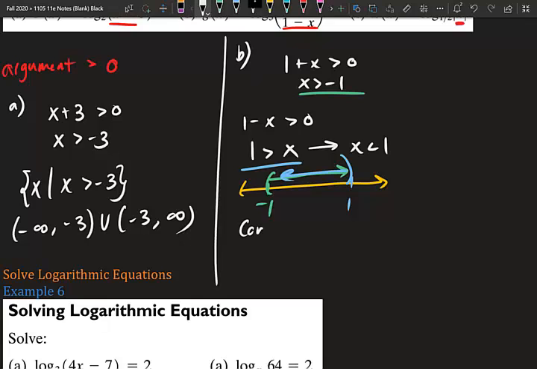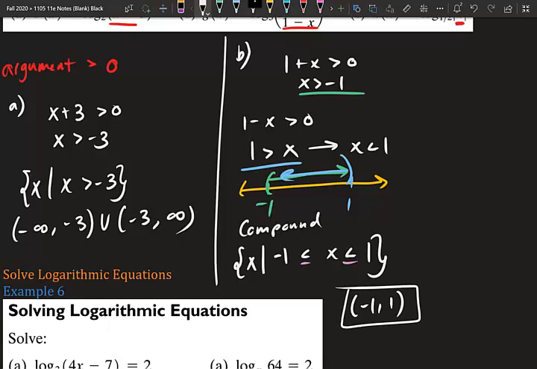So since this is a compound, we're going to write our answers in set notation this way. So we have x such that smallest number is negative 1, less than x, less than bigger number. When it's compound, it's always going to be less than, less than. Only when it's compound. Since it goes together, that's compound. For interval notation, since these go together, it'll be negative 1 to 1. When it's compound, it always is number, number.